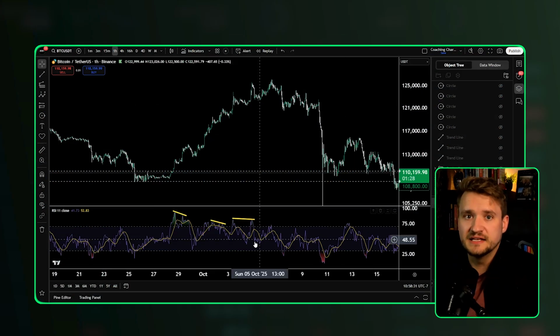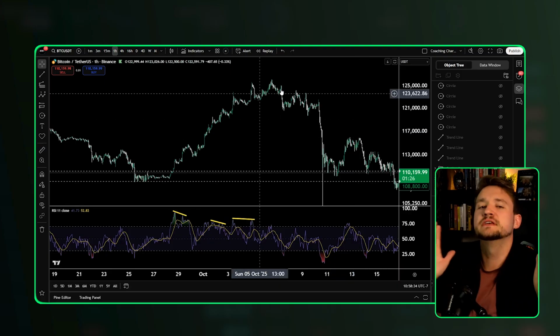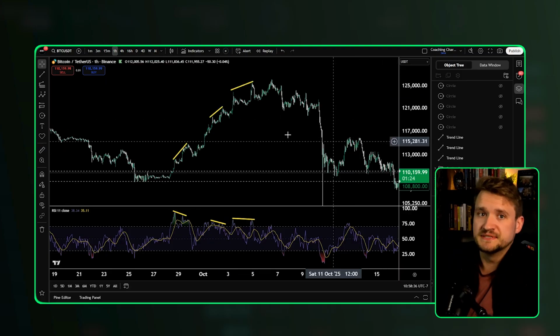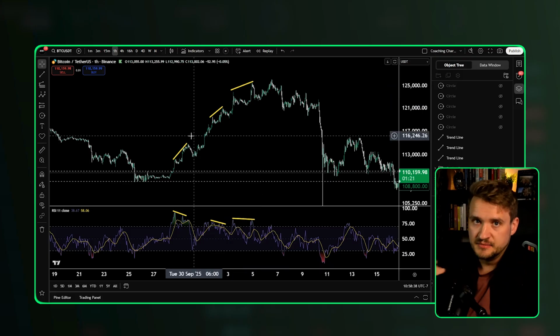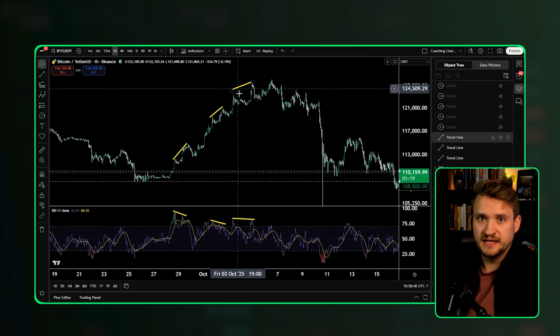Then they see that classical reversal divergence, and surely this must be the top. But then it rips higher again as well, and the same divergence shows up again and again.